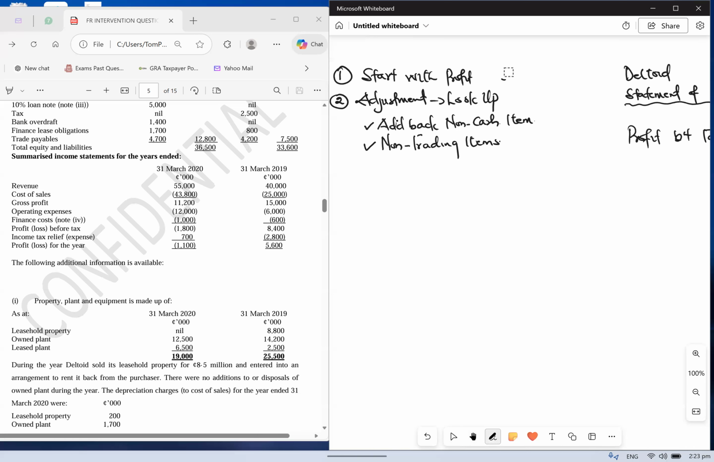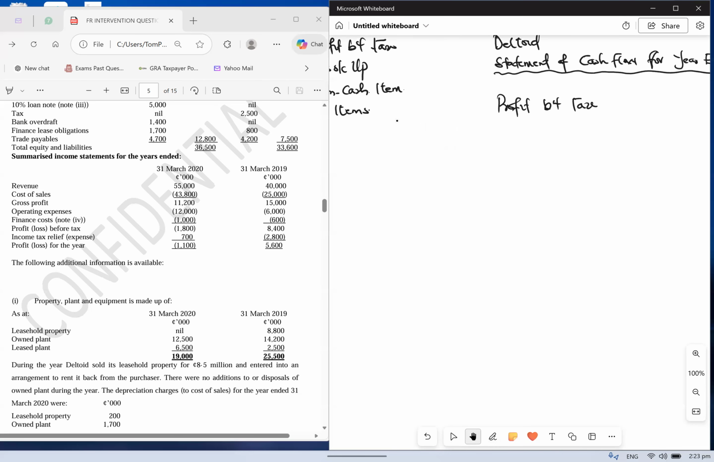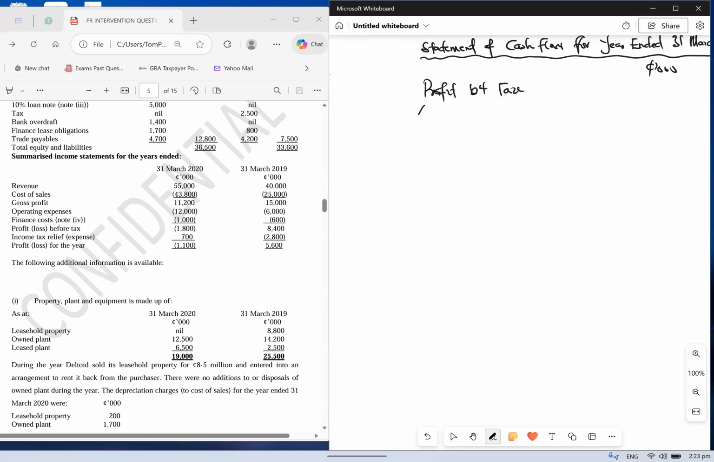So this thing is profit before tax. Finance cost. All right. So you adjust, you say finance cost. So what do we do to it? Was it subtracted so that we will add back? Was it added so that we will subtract back? It was subtracted. So we will add it back. So how much was that? 1,000. 1,000.